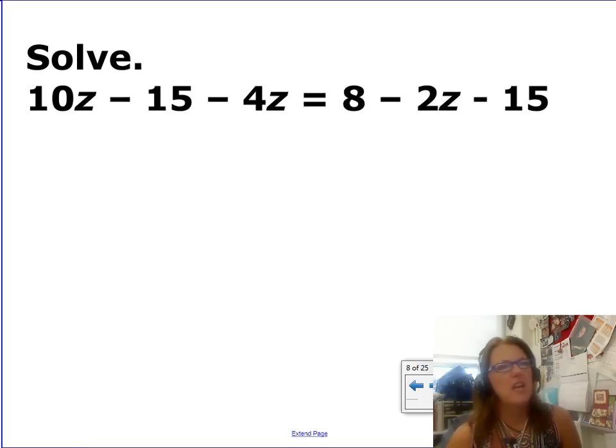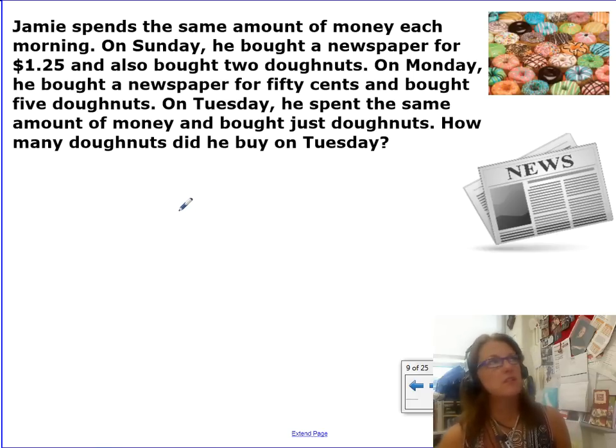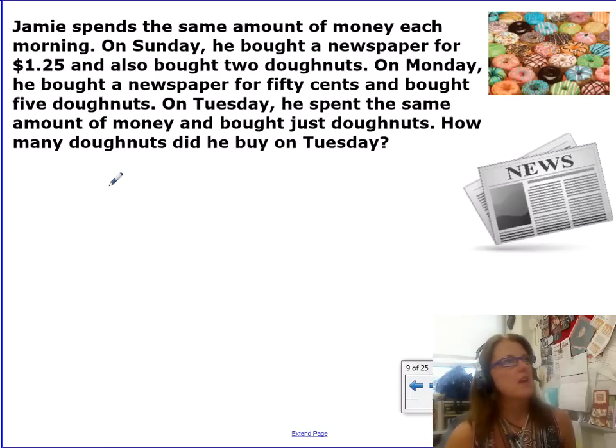All right, let's skip that one. I think we'll jump right to this word problem. So take a look at this. All right, Jamie spends the same amount of money each morning. Okay, that sounds kind of like OCD, but okay, whatever.